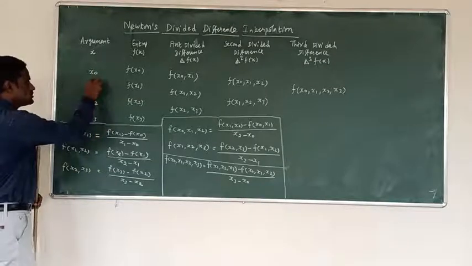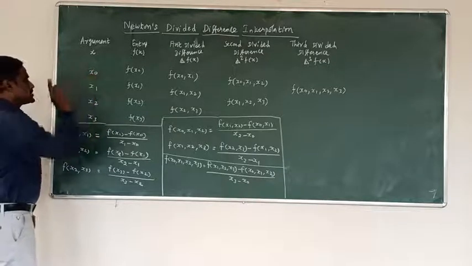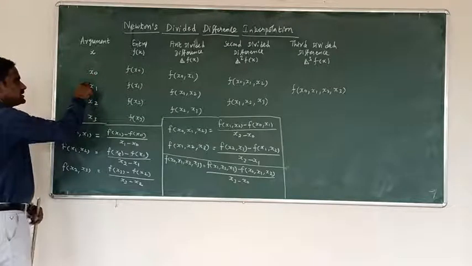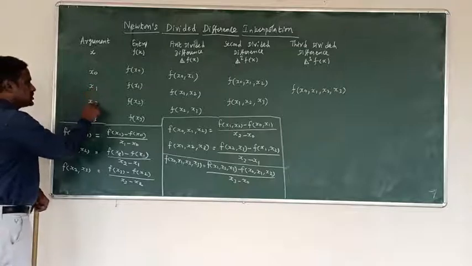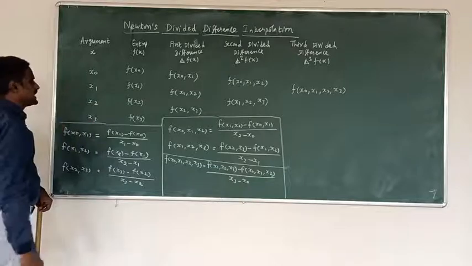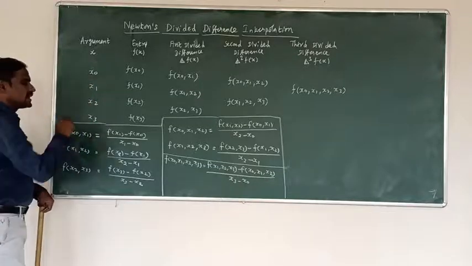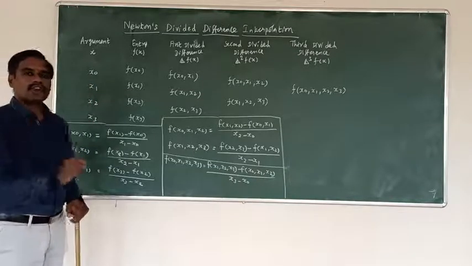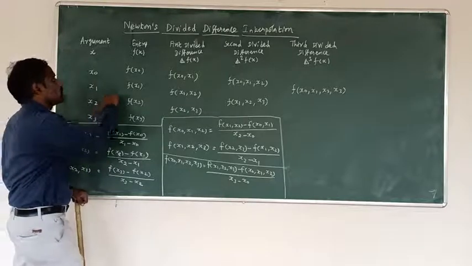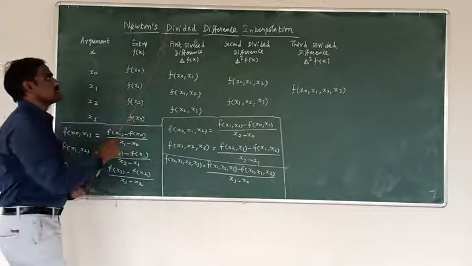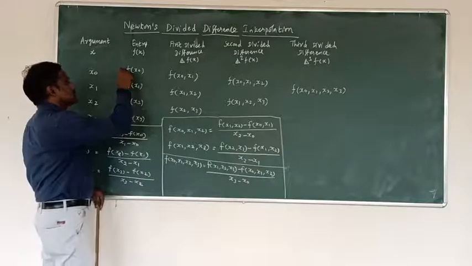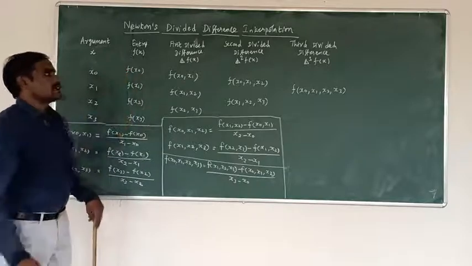Intervals between two x values: this is for x naught, x1, then x1 to x2, and x2 to x3. The intervals between two x values are not equal. At that time we can use the Newton's divided difference interpolation, as well as y or f of x.